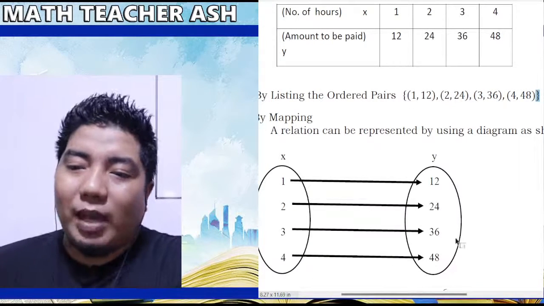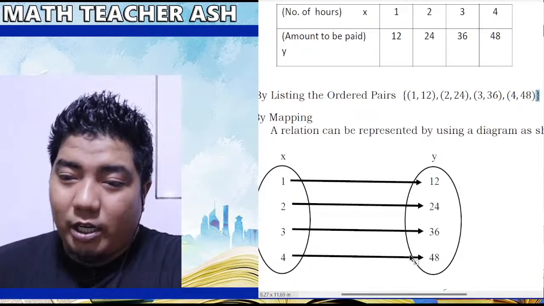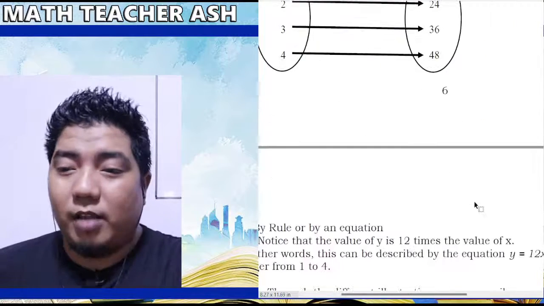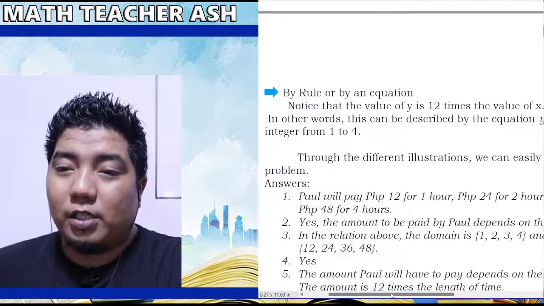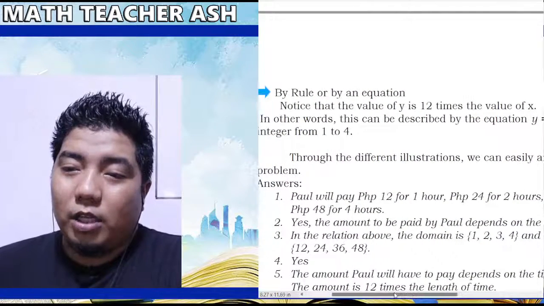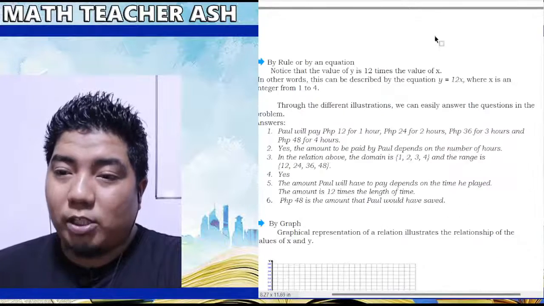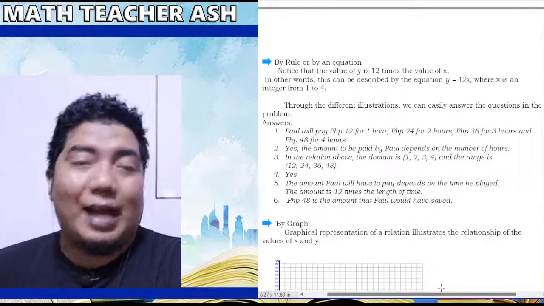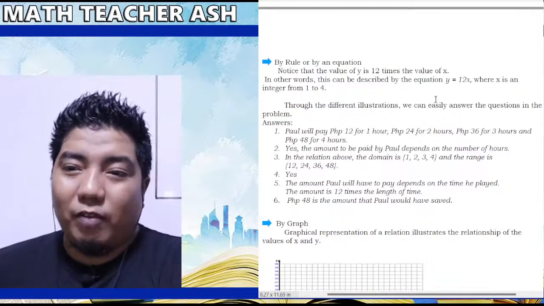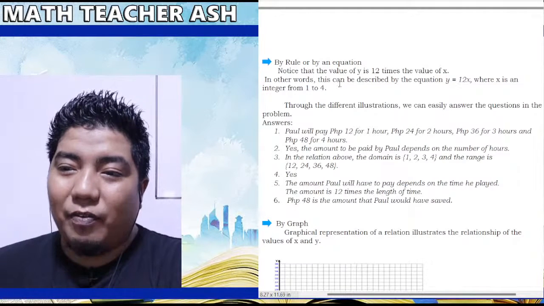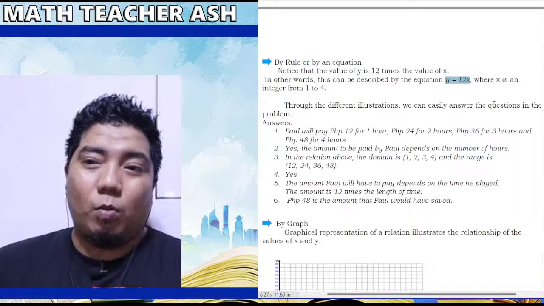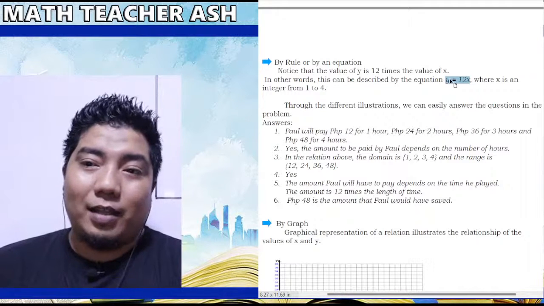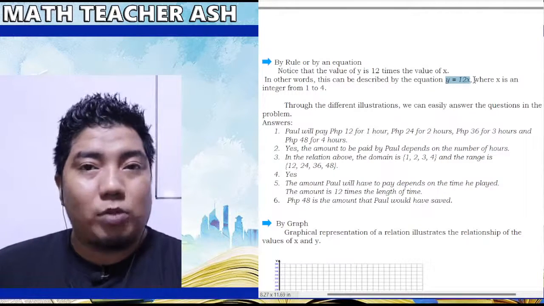By mapping, we have 2 diagrams where there is a one-to-one correspondence. And by rule, here is the equation. Notice that there is always a 12 pesos na dagdag every time mag-a-add siya ng oras. So therefore, we could have the equation y is equal to 12x. Why 12x? Because si y natin, ito yung babayaran, si x naman yung number of hours.